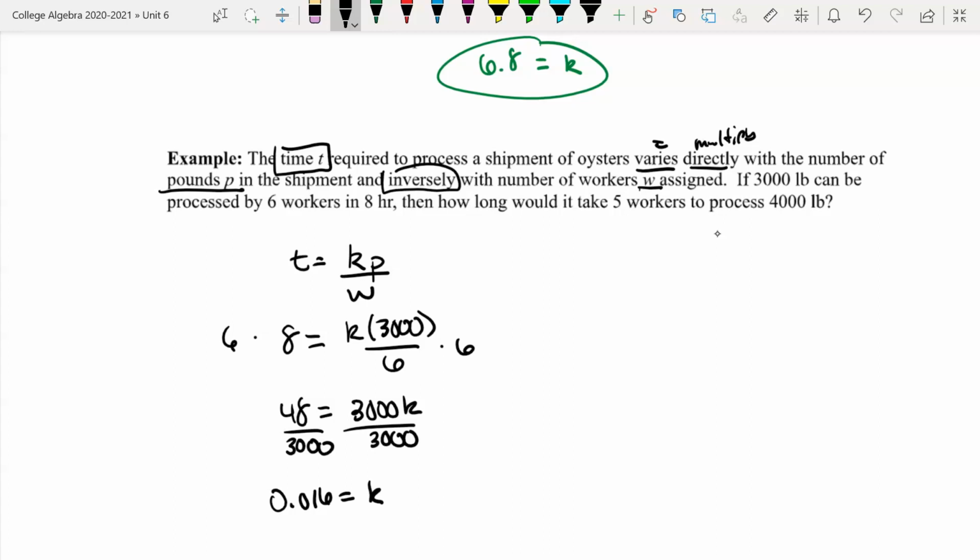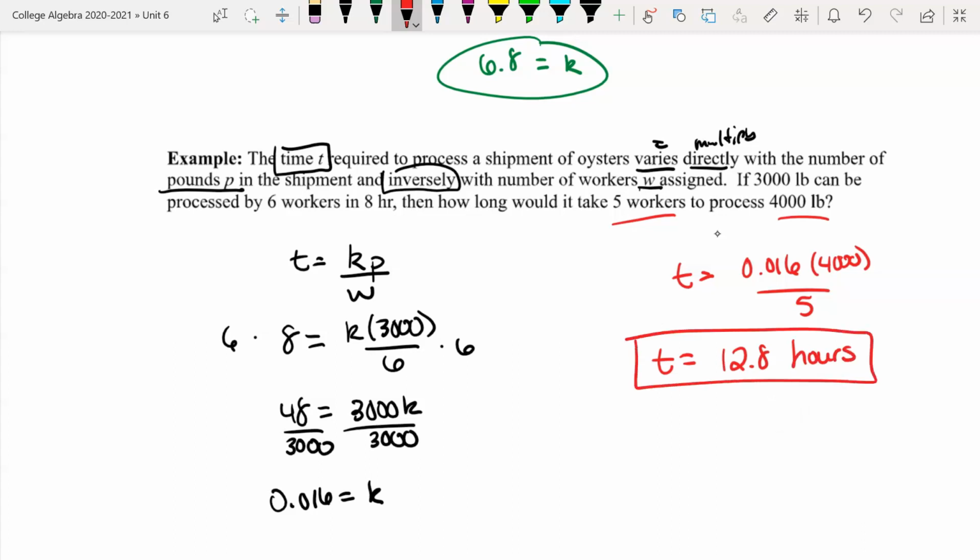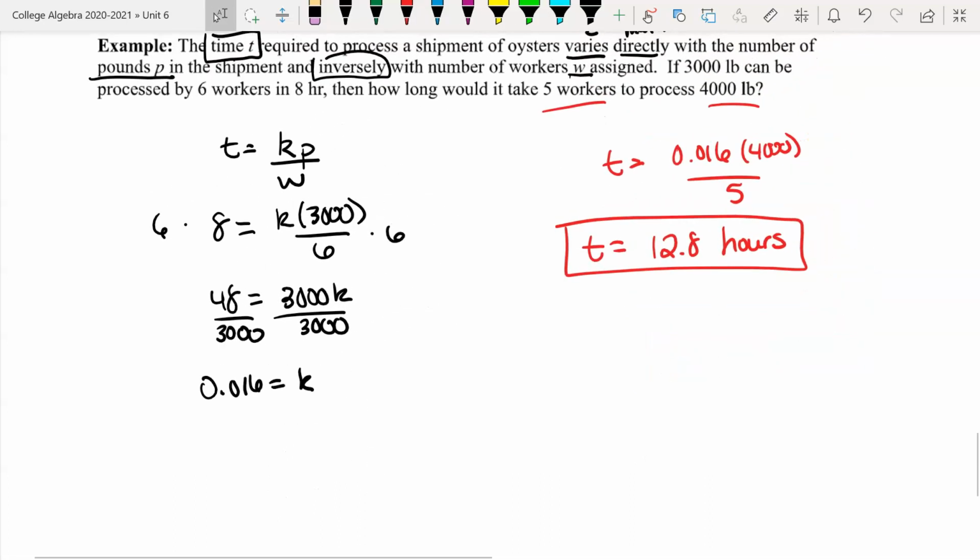So then it says, how long will it take 5 workers to process 4,000 pounds? So we don't know the time yet, but we know our k now. 4,000 pounds divided by 5 workers. And that was going to take 12.8 hours. And it makes sense. You have more weight, fewer workers, it's going to take longer, right? So that is how variation problems work.